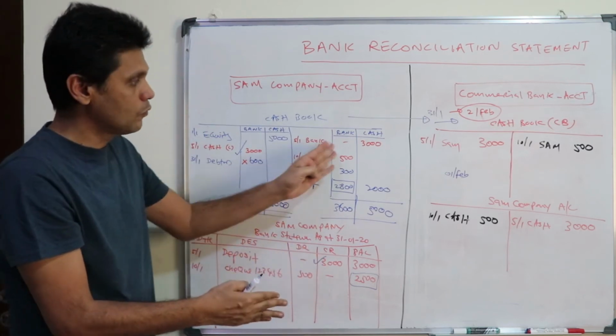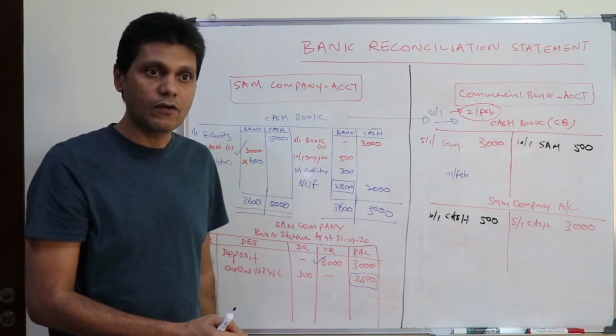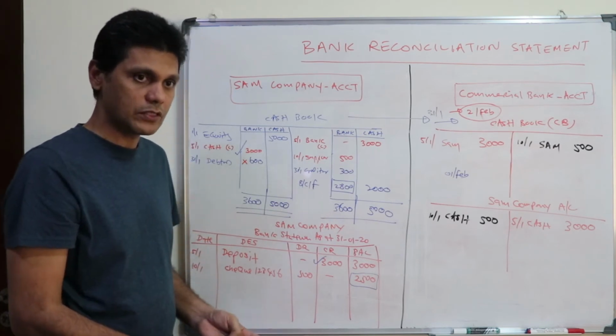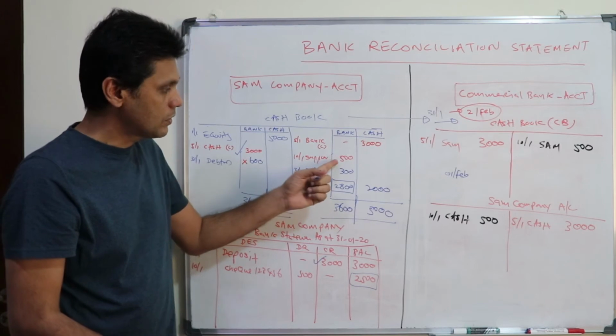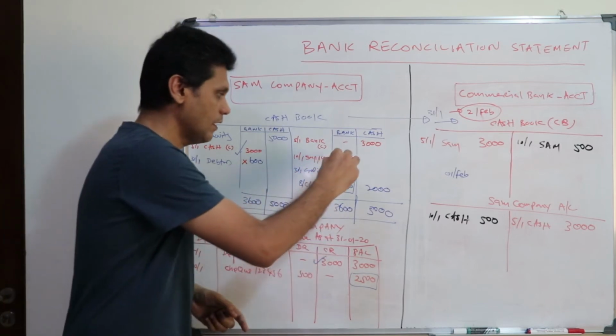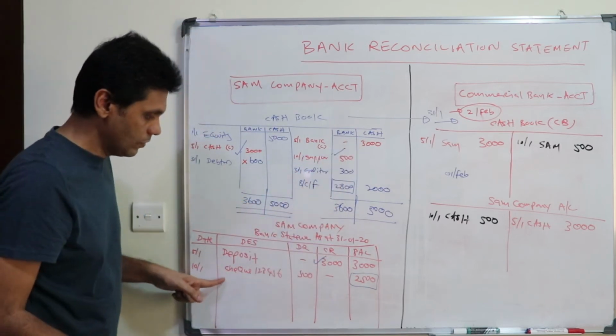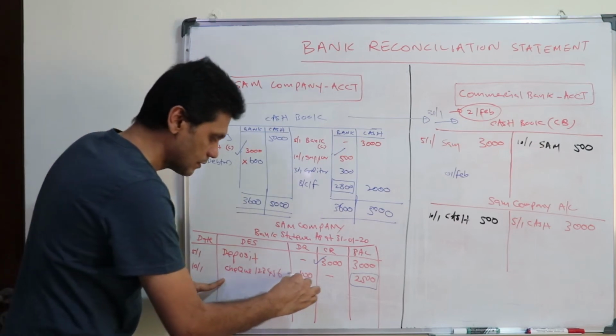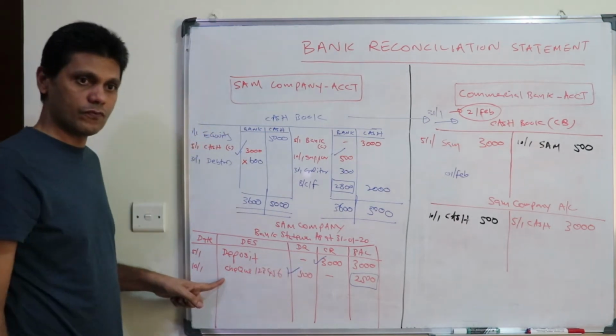Now the debit side of the bank column we compared with the credit side of the bank statement. Now we will move on to the credit side of the bank column. We'll do the same process. What is that? We issued a check, 500. Okay. Was it presented? Yes. Tick off.